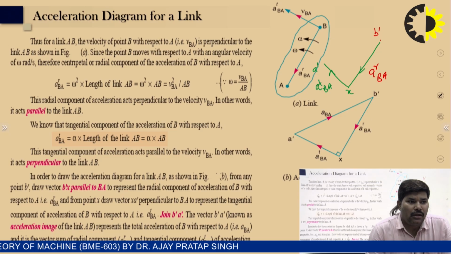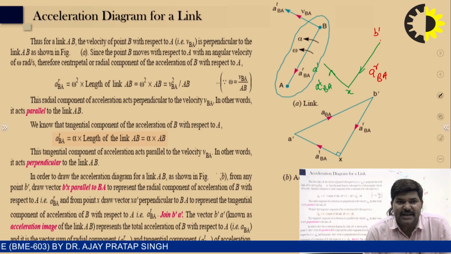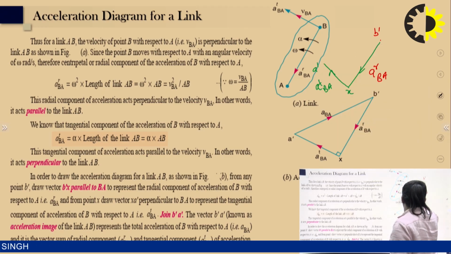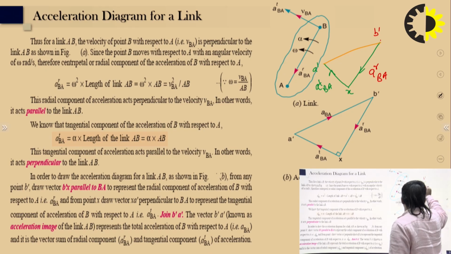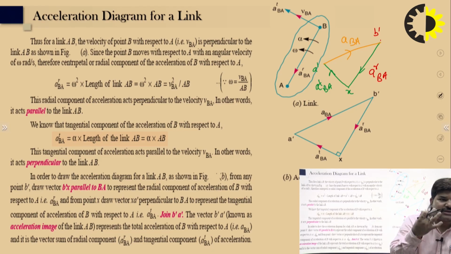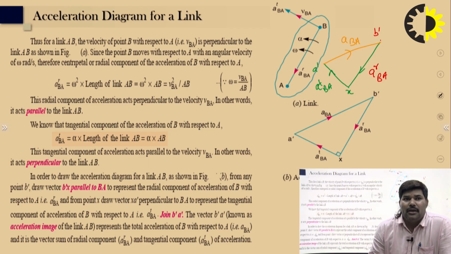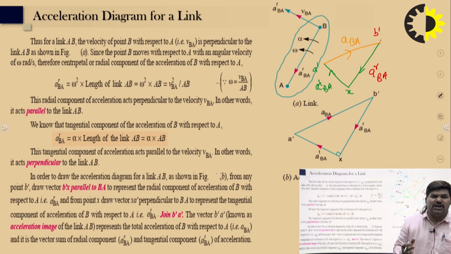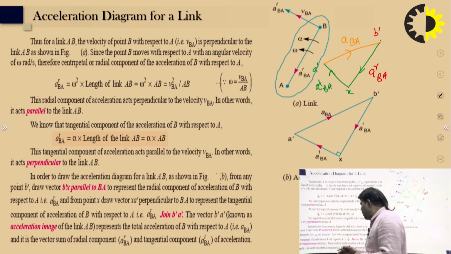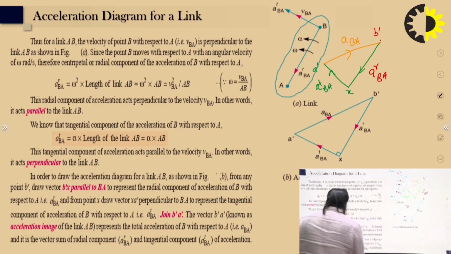After that, join b dash and a dash. This is known as the acceleration of B with respect to A, and it is the acceleration image of link AB, representing the total acceleration of B with respect to A. So it is the vector sum of the radial component and the tangential component of the acceleration, right?